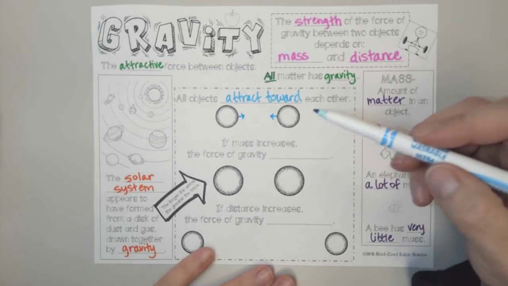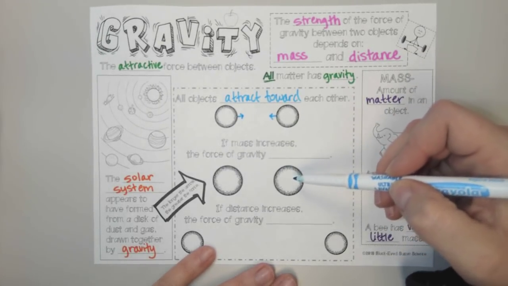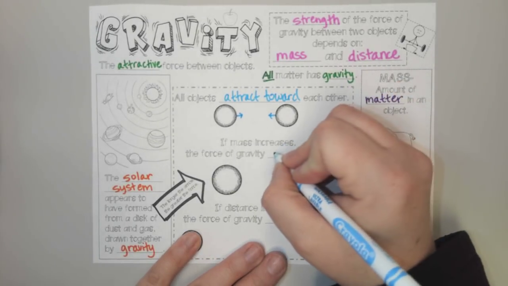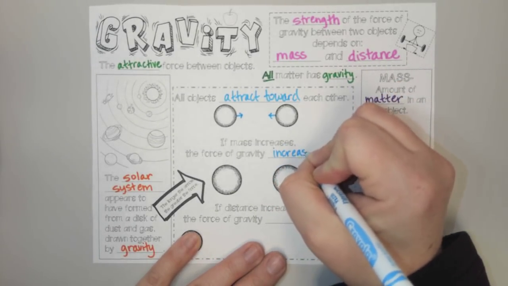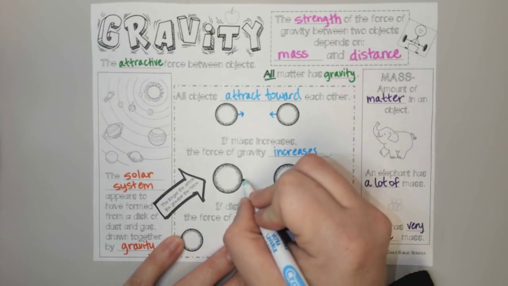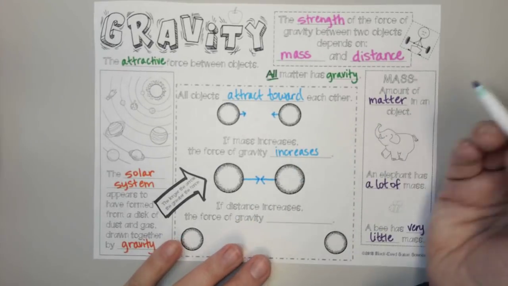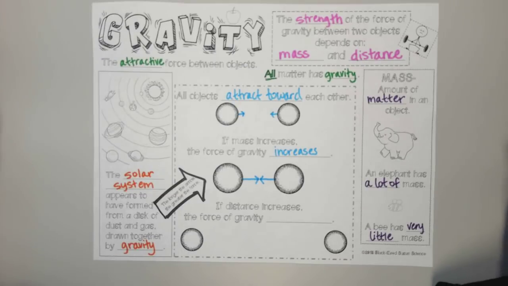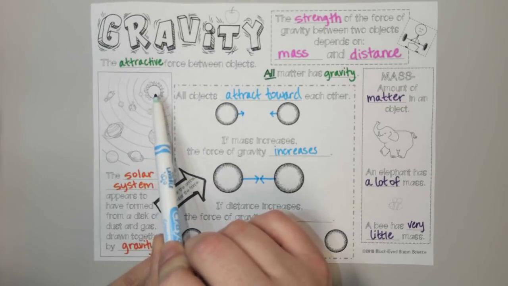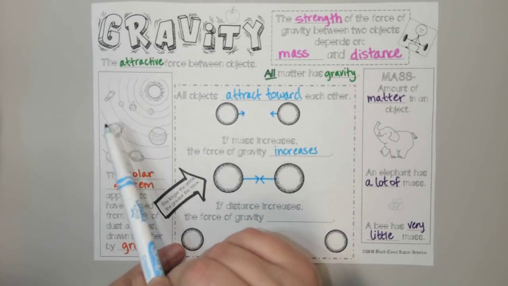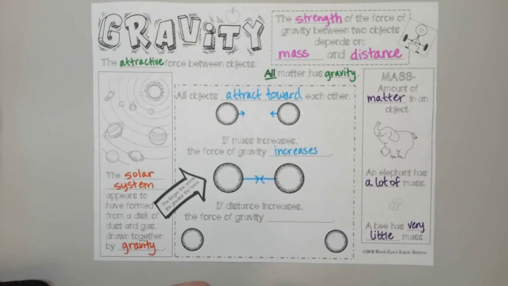If mass increases, notice that now the objects are bigger. If mass increases, the force of gravity increases. So now if we were to look at the force, we would have a much bigger arrow, because now we have much bigger objects. So as mass increases, the force of gravity increases. The sun is the biggest object in our solar system, and that's the reason why it has the strongest force of gravity and why all of the planets move around the sun, because the sun has the greatest mass. It is the biggest of all the objects in our solar system.